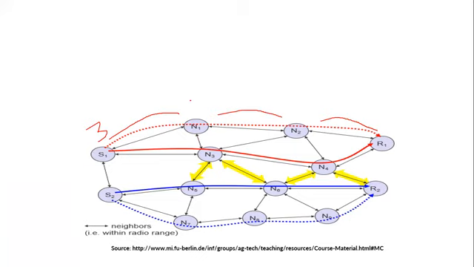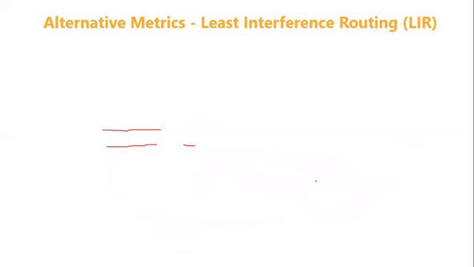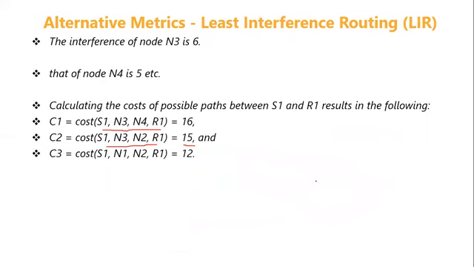This is also 3, because over here it can only be 3. N2's interference value is 1, 2, 3, 4. R1's interference value is 1 and 2. So just add this: 3 plus 3, 6, 6 plus 4, 10, 10 plus 2, 12. So the cost of the third path is 12.